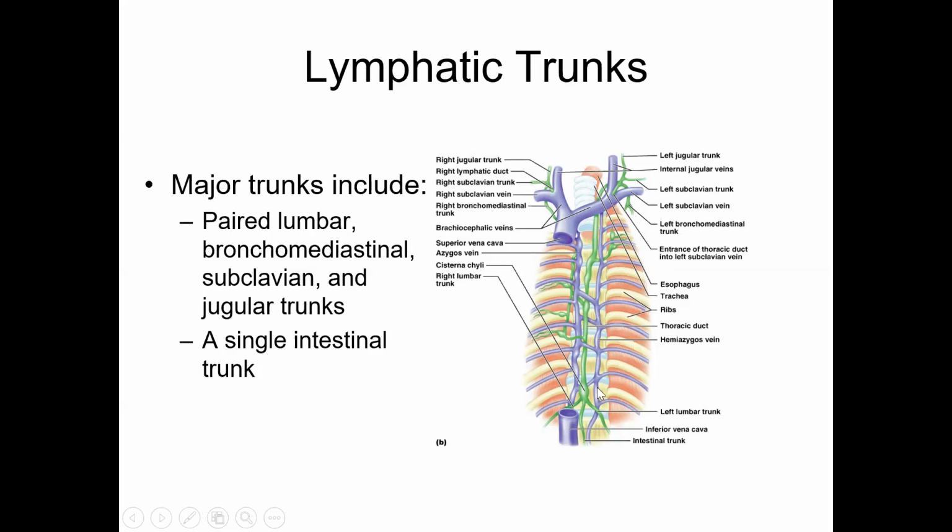Okay, so if you look at this from the lower extremity coming up, there are two lumbar trunks, one on each side, and in the middle is only one intestinal trunk. Okay, and then they kind of merge to a very big merging point. This merging point is called a cisternae chyli. It's kind of like a big lymph node.